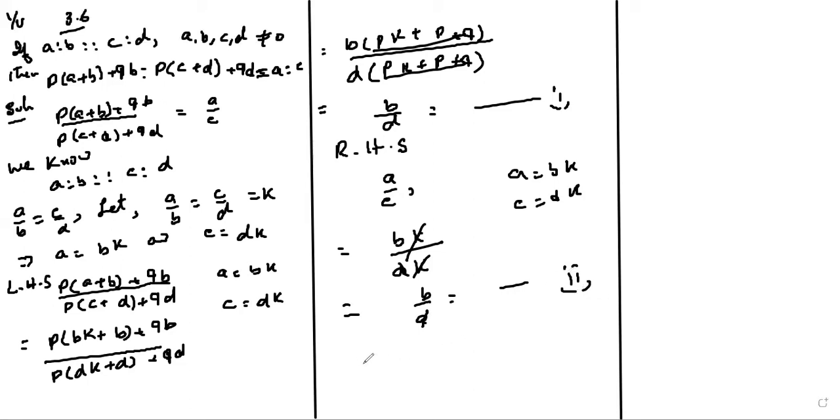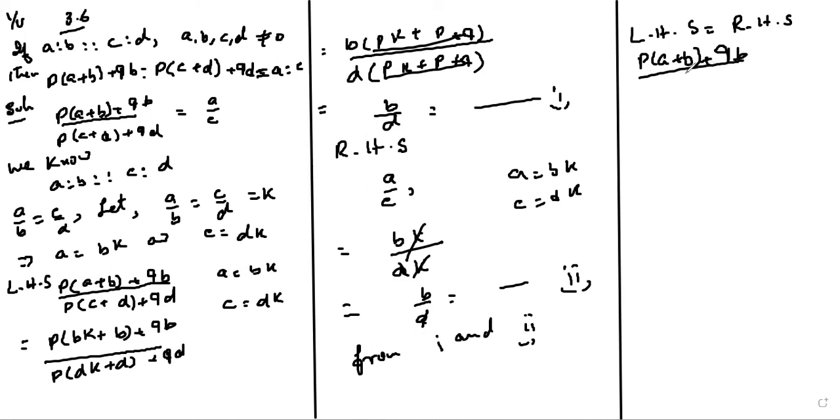So now from 1 and 2, we have left hand side equals to right hand side, means (P times A plus B plus QB) divided by (P times C plus D plus QD) equals A over C, which is our final answer. And we finish the question here.